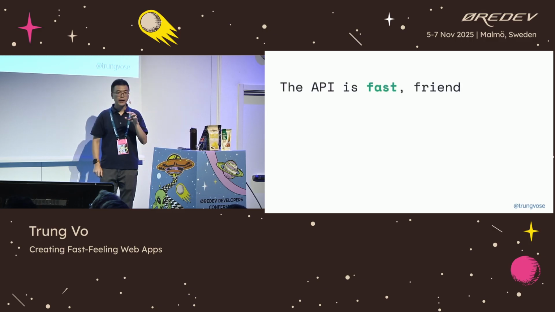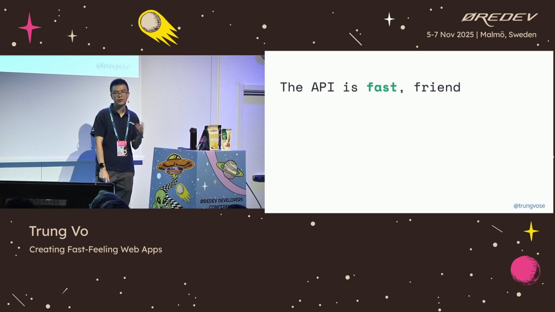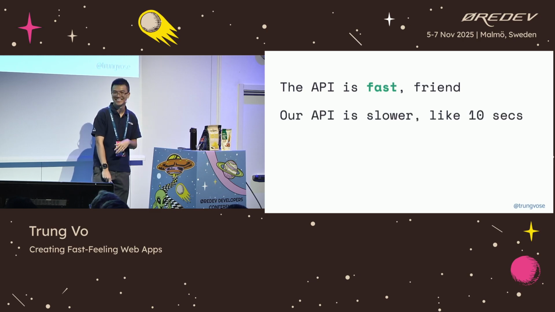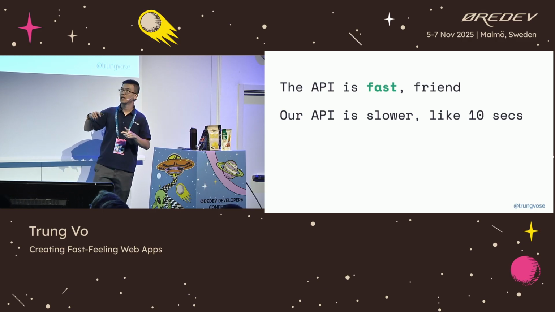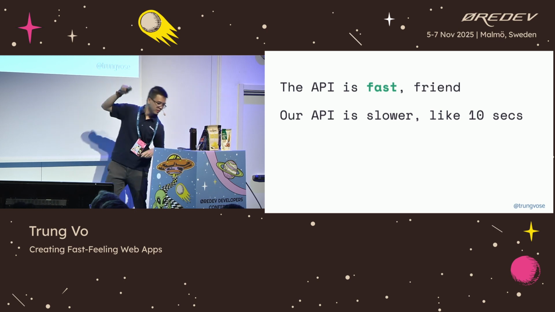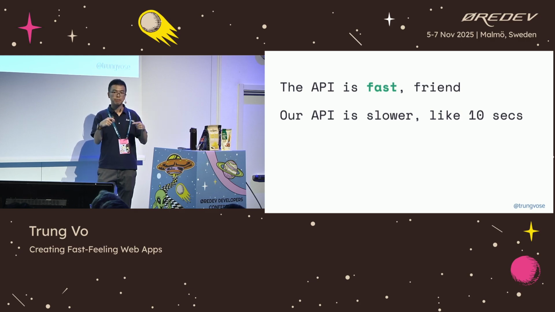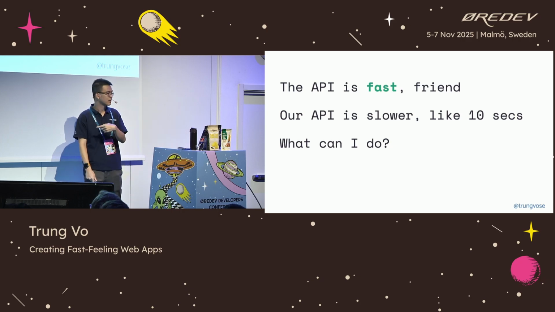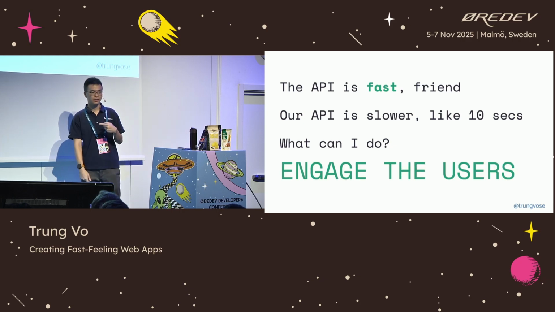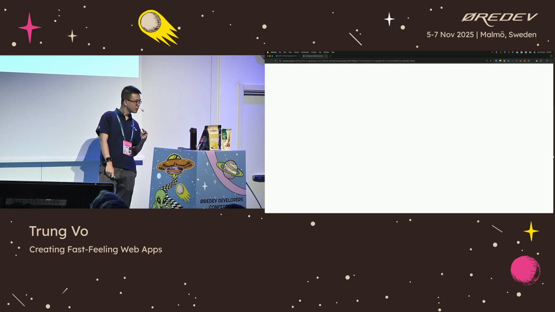Next thing. You might ask, okay, bro, the API is fast, it's like 300 milliseconds, you can delay it. But ours is a lot slower, like 10 seconds. What can I do? You need to aggregate a lot of data from different places. And it's gonna take some time from third-party users, partners, right? And what can you do? The simple answer is you can still engage the user somehow.